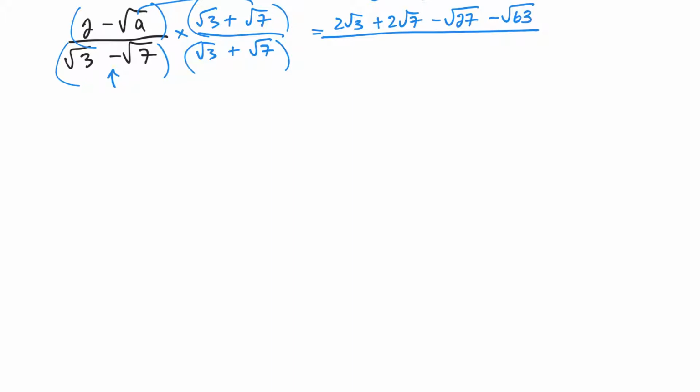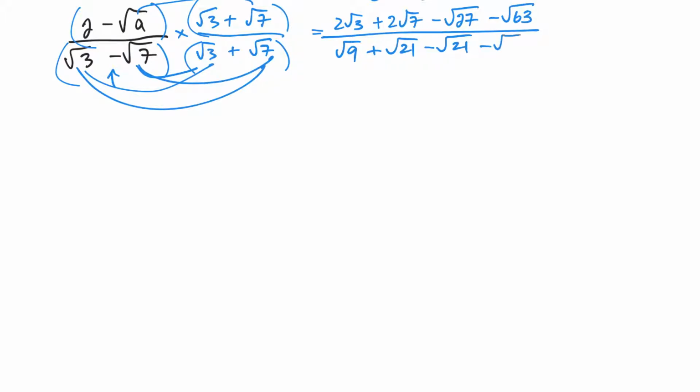And then on the bottom, root 3 times root 3 is root 9. Root 3 times this would be a plus root 21. This times this would be a minus root 21. And this times this would be a minus root 49. Now the top can't do anything with, so I'm leaving it. Minus root 27 minus root 63. It'd be nice to be able to combine stuff, but none of them have the same radical, so you can't.